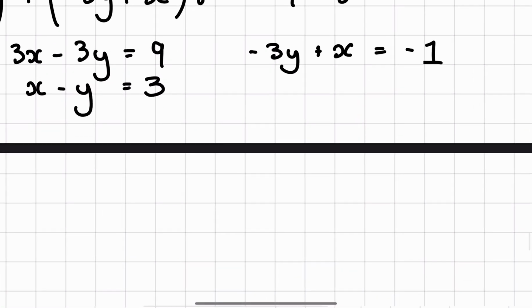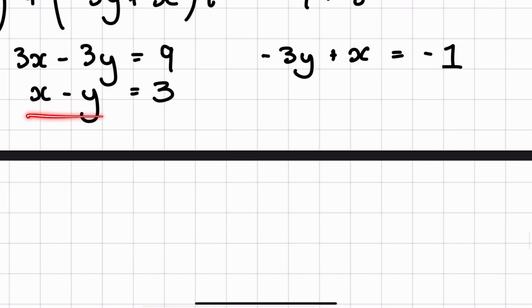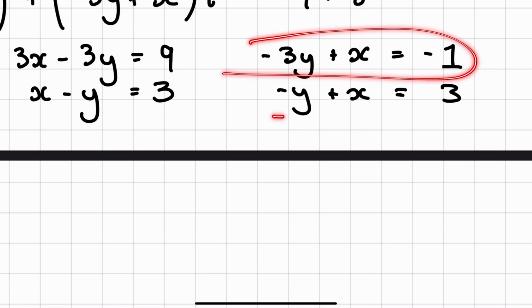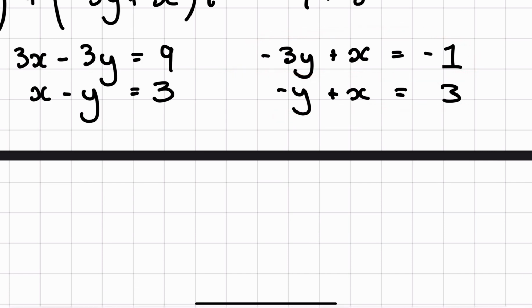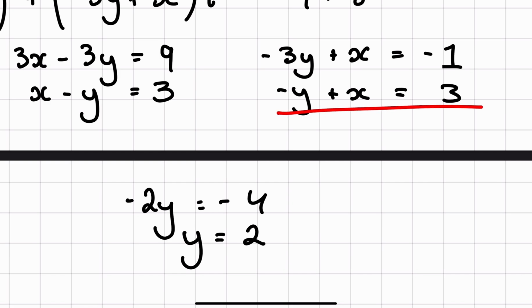Get some more space. So we've got some simultaneous equations here and here. I'm going to write them underneath each other. So minus y plus x equals 3. I'm going to do this one take away this one. So minus 3y minus y becomes minus 2y. x minus x is 0. Minus 1 minus 3 is minus 4. So y equals 2.